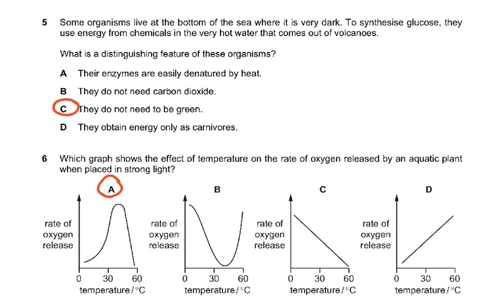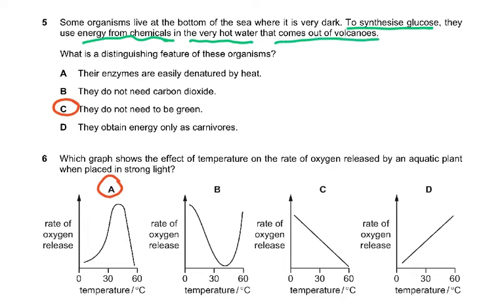Then coming to question number 5. Some organisms live at the bottom of the sea where it is very dark. To synthesize glucose, that means to be able to photosynthesize, they use energy from chemicals, because light cannot reach the bottom of the sea. So they use energy from chemicals in the very hot water that comes out of volcanoes.